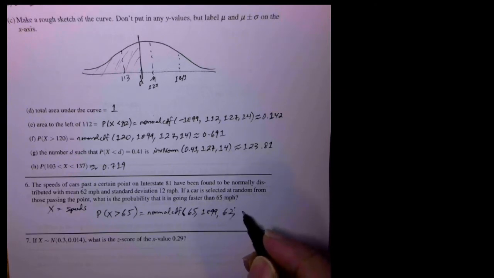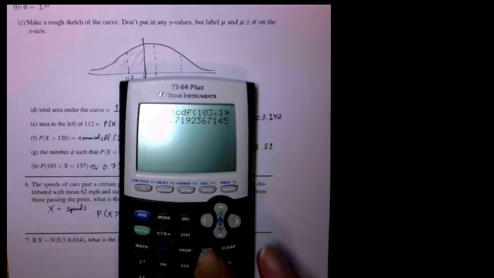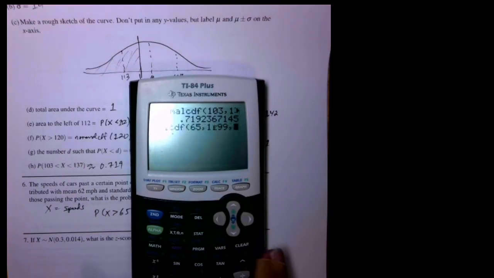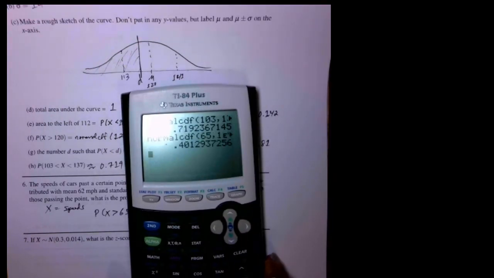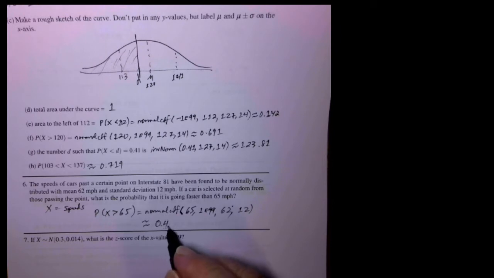So this is just going to be another normal CDF. Greater than 65, so 65 is going to be the left-hand point here. 65 to infinity, but as usual, we'll use 1 followed by 10 to the 99 for infinity. And then the mean, which is 62, and the standard deviation, which is 12. Normal CDF of 65 to plus infinity, comma, and then the mean is 62, and the standard deviation was 12. About 0.401, how about that? That's close enough for us.